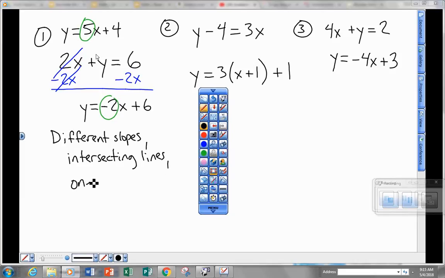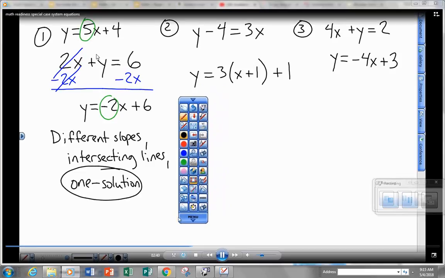So one solution. And know that again by looking at the equations. Different slopes, one solution. If you graph them and they intersect in one place, one solution.